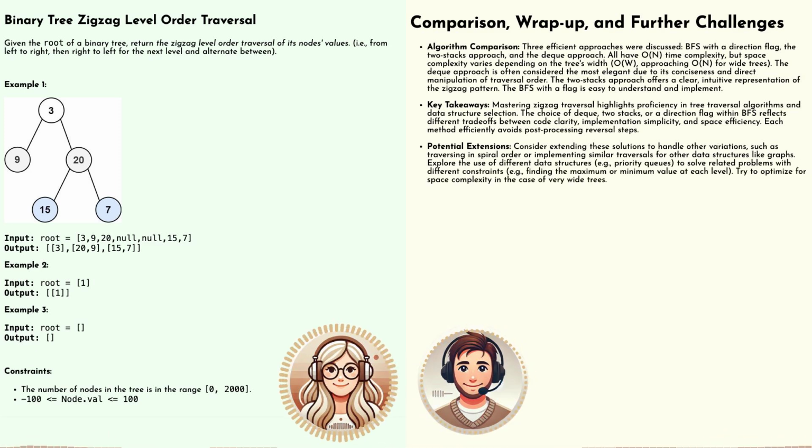Space complexity is also similar across the board. In the worst-case scenario where you have a very wide tree, all 3 methods might need to store an entire level of nodes. So the memory usage also grows proportionally to the number of nodes. So if they're all pretty similar in terms of time and space complexity, how do we decide which one to use? Does it just come down to personal preference?